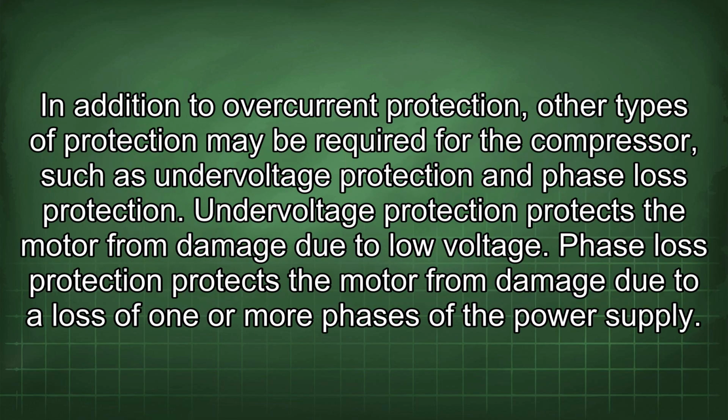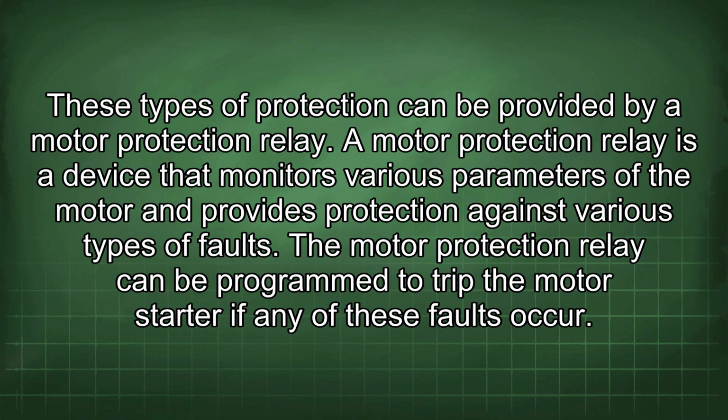In addition to overcurrent protection, other types of protection may be required for the compressor, such as undervoltage protection and phase loss protection. Undervoltage protection protects the motor from damage due to low voltage. Phase loss protection protects the motor from damage due to a loss of one or more phases of the power supply. These types of protection can be provided by a motor protection relay.